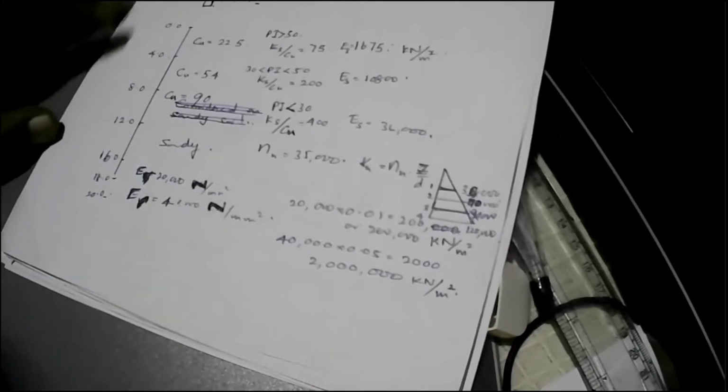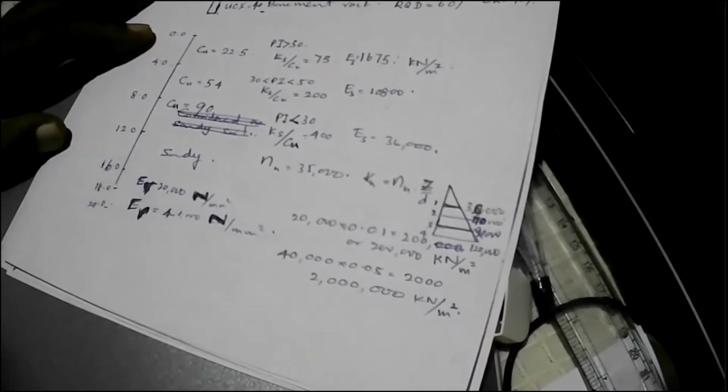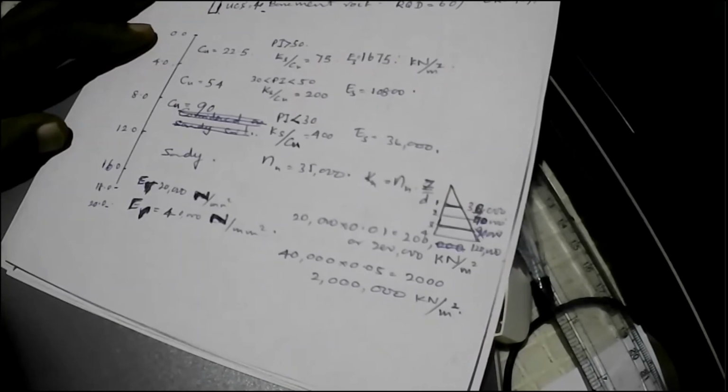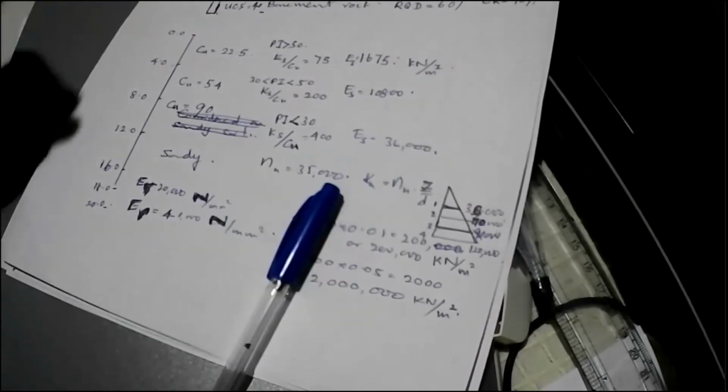So then we have a laterite soil with an SPT of about 20, giving an undrained cohesion of about 90 and a plasticity index of less than 30. Then you will get something like an ES of 36,000.